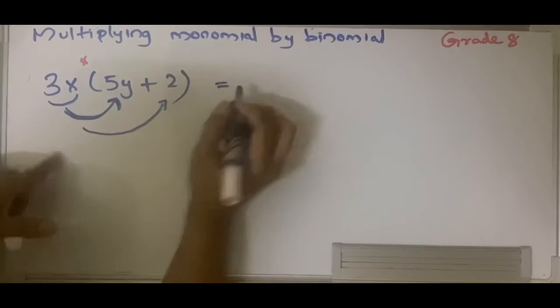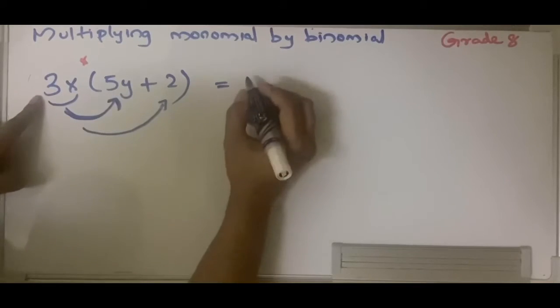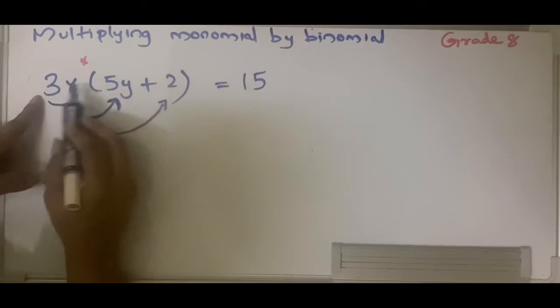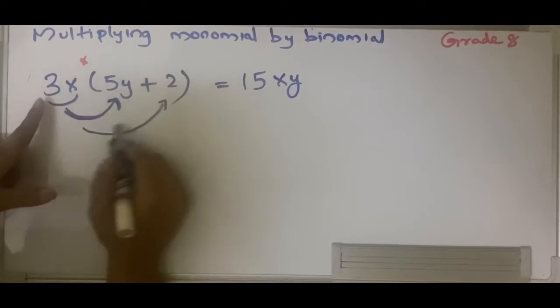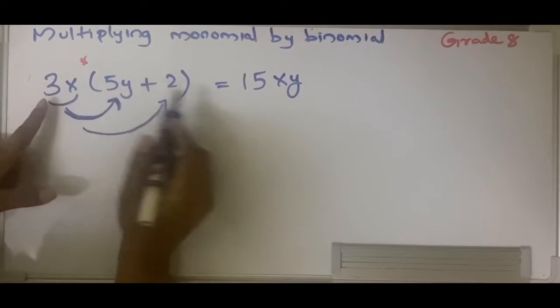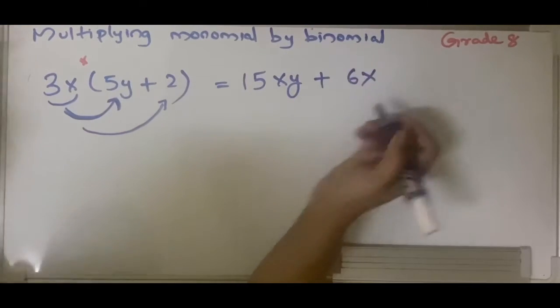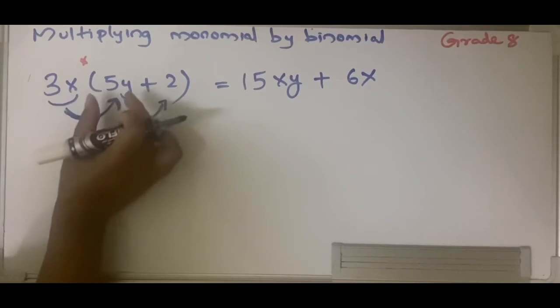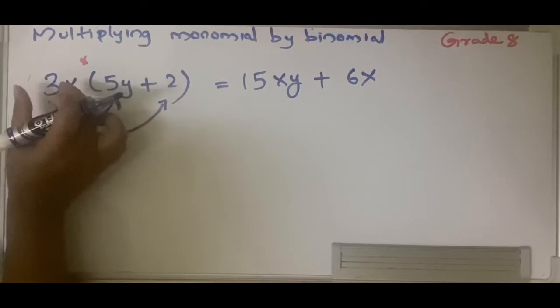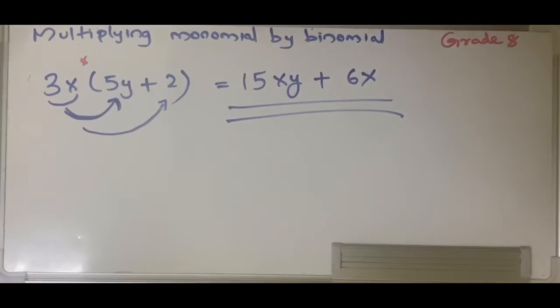Clear? So first I will do 3x times 5y, and you know that if I am multiplying 3x and 5y, numbers, I get 15, right? 3 times 5 is 15, x times y is simply xy. Second thing I will be doing is multiplying 3x and plus 2. So 2 times 3 is 6 and it will be 6x, right? So I have plus 6x. Clear? So basically you are multiplying this particular monomial with the first term in the binomial, and then you are multiplying this monomial with the second term in the binomial. This is how we solve it. This is how we multiply a monomial and a binomial.